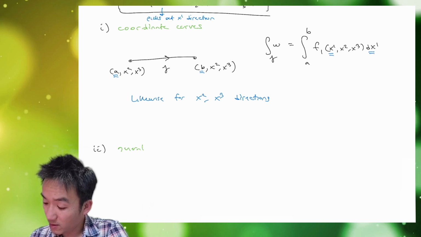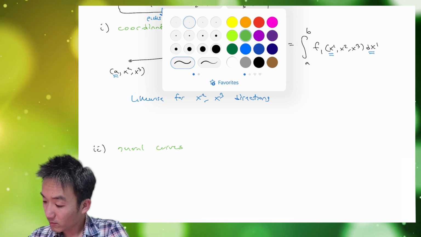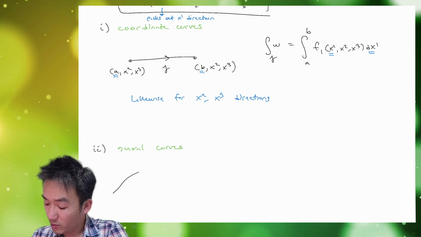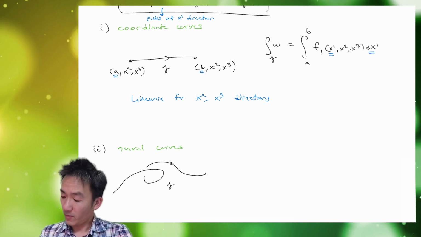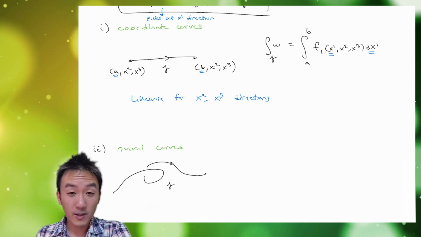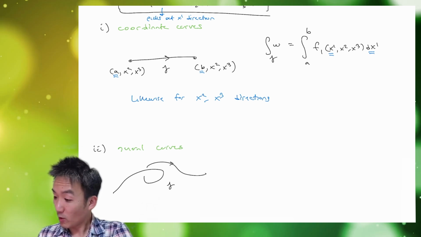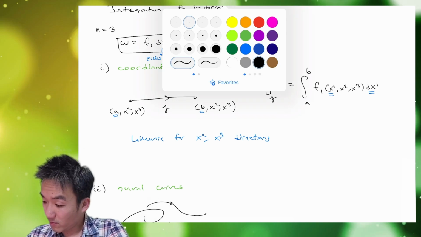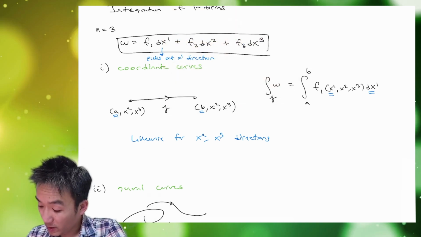And this is where things get a little bit more interesting. So how do I integrate if I have a curve that just does something like that? Say, this is my curve gamma. Actually, let me back up a bit because I realized I didn't explain something in the coordinate case that is going to be very important going forward, which is that of orientation. Okay, so let's look at orientation.